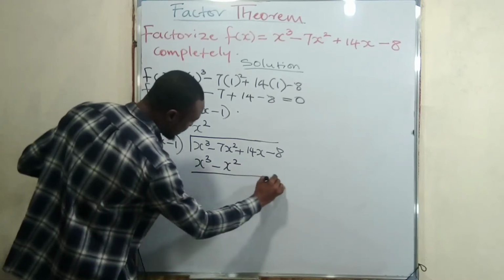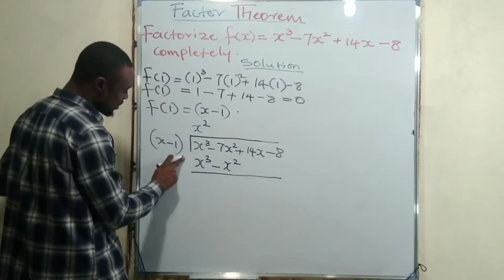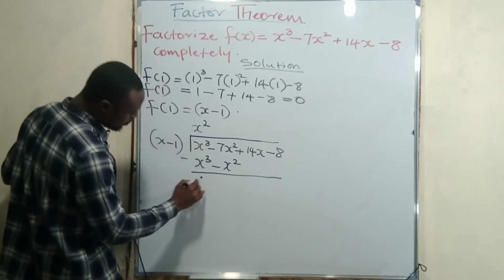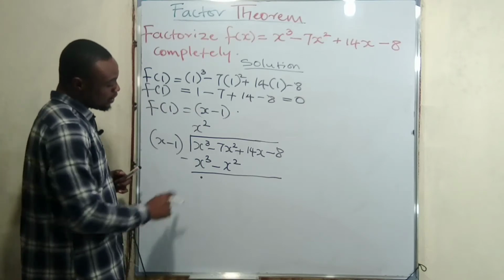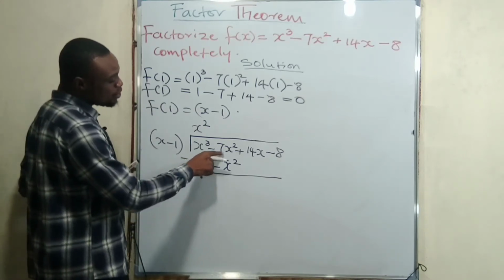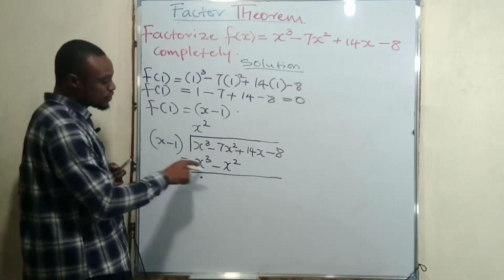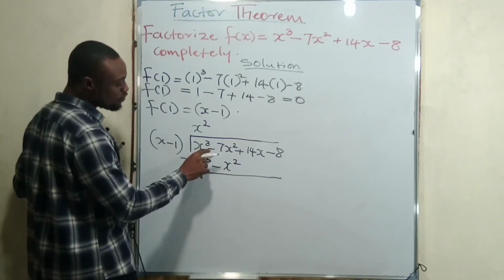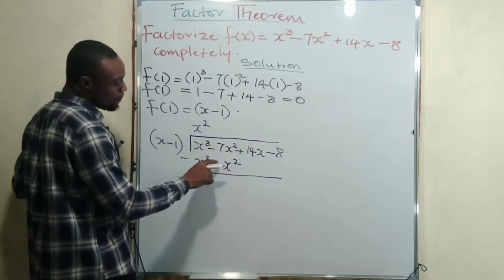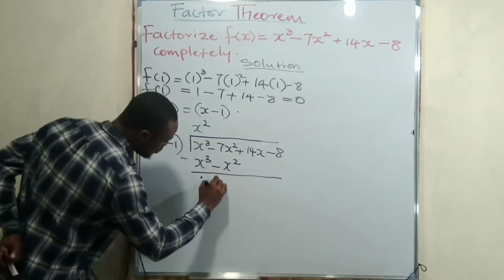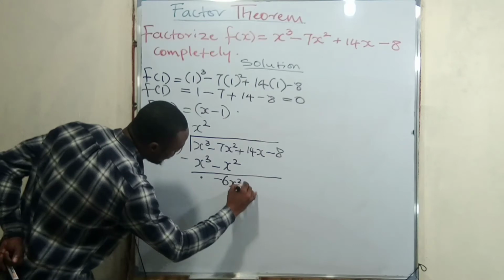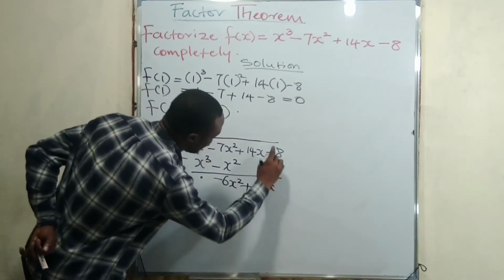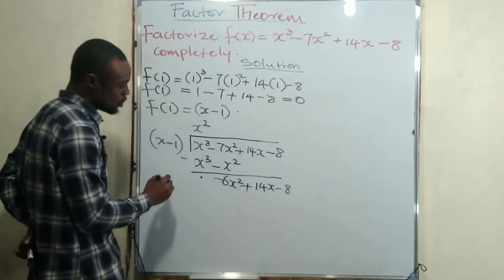So we draw a line here like this and put our imaginary minus sign here. x cubed minus x cubed is 0. I'm not going to put a 0, I'll just put a dot there. Now, minus 7x squared minus minus x squared: minus times minus is plus. So finally, we have minus 7x squared plus x squared, which is minus 6x squared. So I'll bring down my plus 14x, and I'll bring down my minus 8. Good.